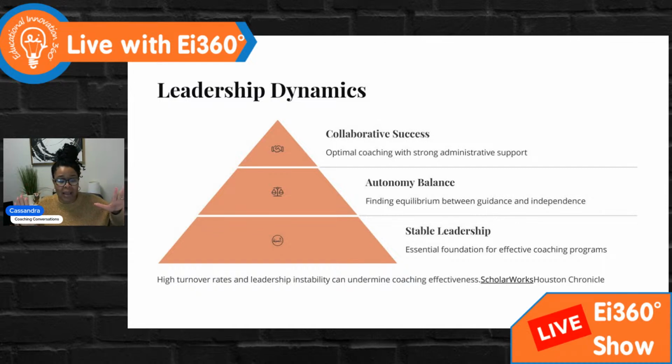Autonomy and balance. So really being able to have guidance, understand what our focus is for the year, in talking with whoever is evaluating you, right? What is our focus for the year? And then really having the independence to be able to show the data that proves we are making gains in our focus. Having that conversation at the beginning of the year is crucial, right?